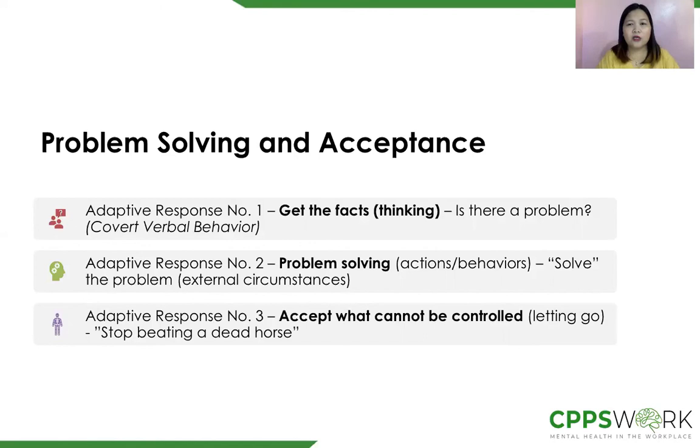Okay? Now this is simple tips. These are simple tips in problem solving and acceptance naman. Okay? So adaptive response number 1, get the facts. So this is about thinking. First is there a problem? Okay. Remember your thoughts aren't facts. Okay. You may practice decreasing negative covert verbal behavior and increase positive covert verbal behavior.